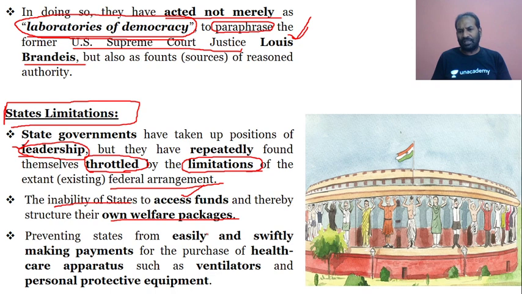The entire funding, the revenue also is now with the center. And now in regards to the accessing of the funds, in regards to the taxes, GST also, the states are squeezed, and then they have to look forward, or they have to raise their arms to the center, to run or to implement their own welfare packages or welfare schemes. So that is what is now the inability of the state.